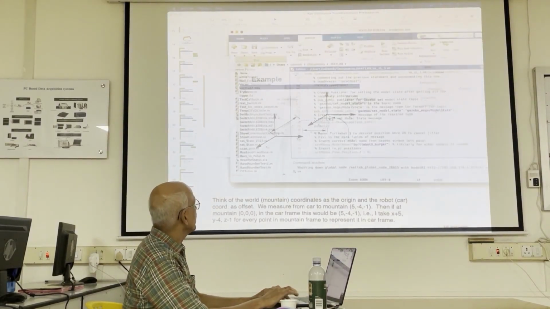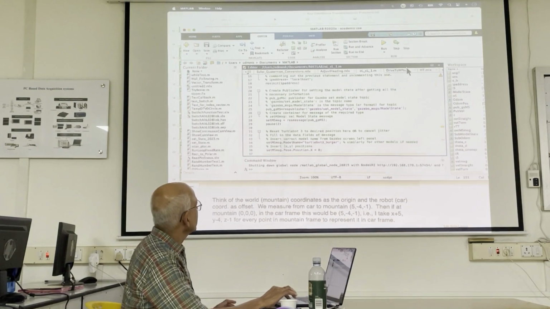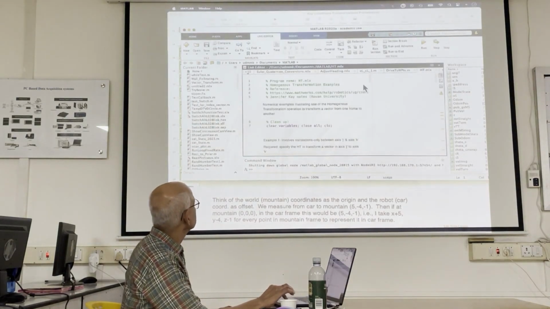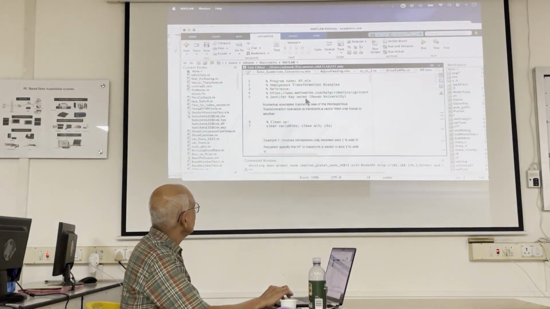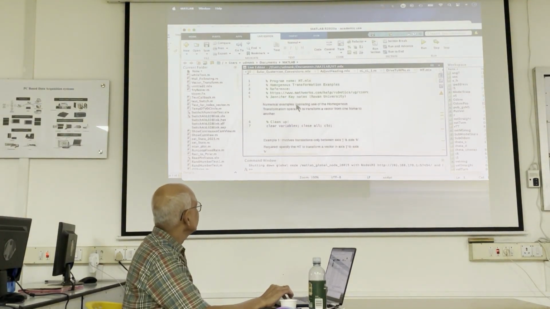If I did not load that program, let me know. First, I have to figure out which one it is. I think it's this one. So I'm running some examples of hers, Jennifer Case. Numerical examples illustrating use of the homogeneous transformation operation to transform a vector from one frame to another.